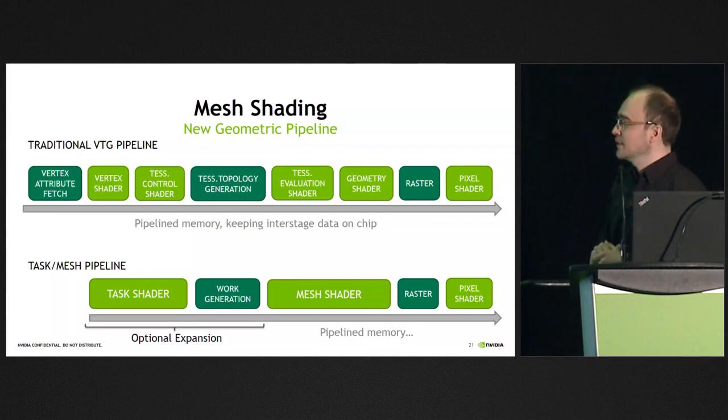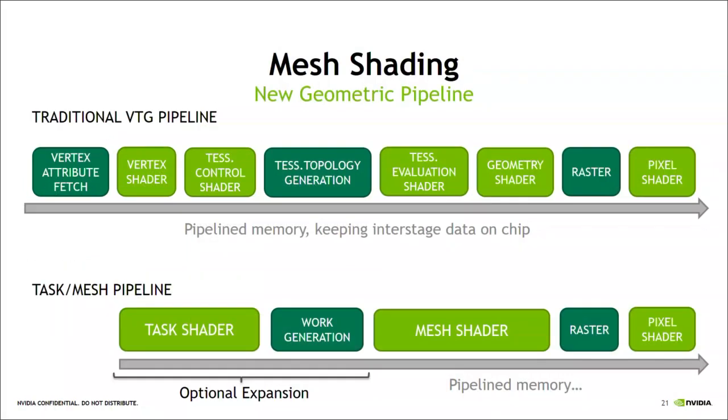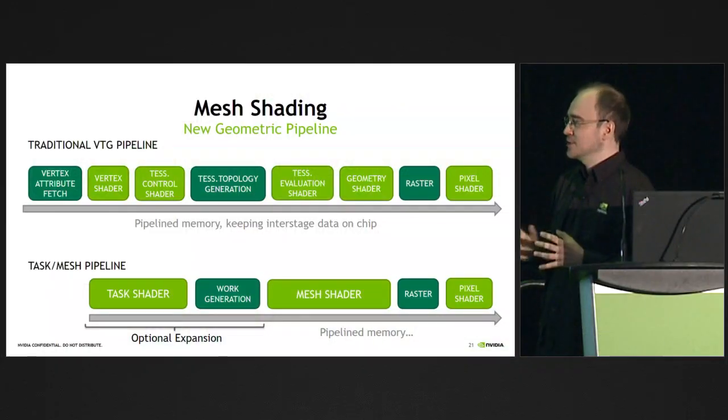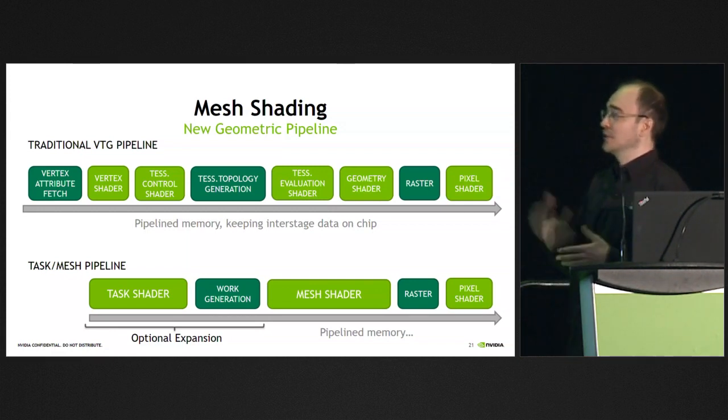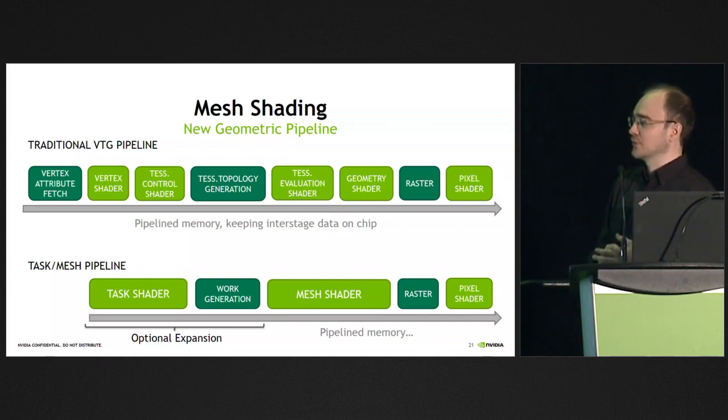Now the new pipeline, which works in addition, so we're not replacing the old stuff, we just added something, is a bit streamlined. We have this optional expansion stage at the front, which can decide how much work you want to generate with a task shader. We call that the task shader. Then comes the mesh shader, which creates these tiny index and vertex buffers, and the rest is as usual. And again, all the memory is kept on the chip as before.